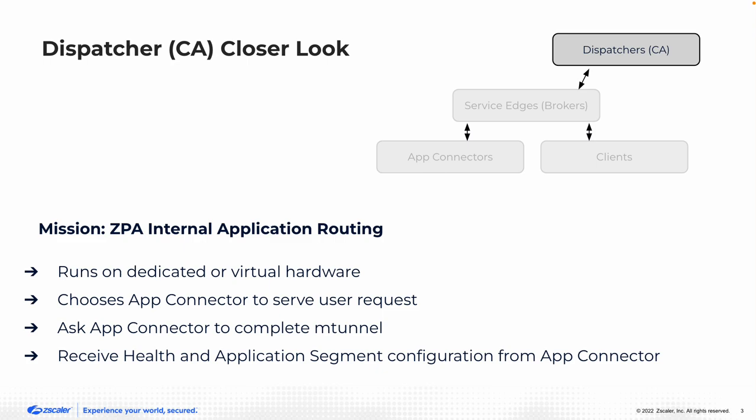ZPA Dispatcher is responsible for internal application routing. Dispatcher decides which app connector is best suited to serve the user request. It also facilitates setting up microtunnels and keeps track of healthy apps.